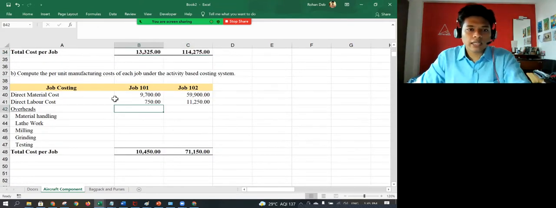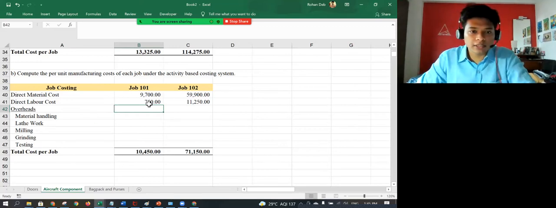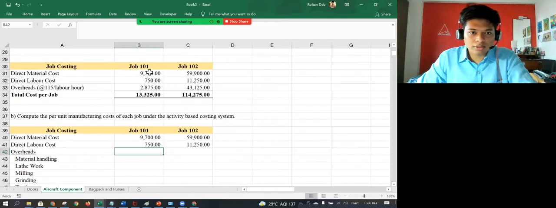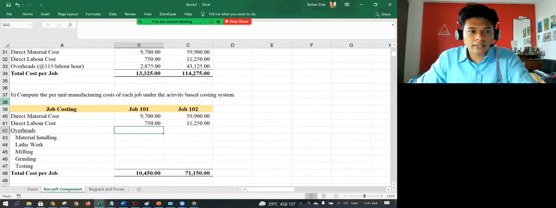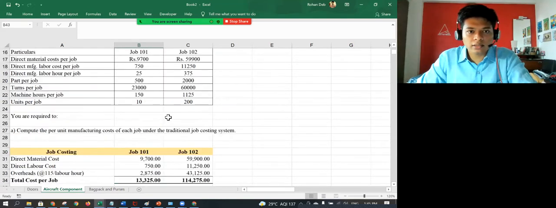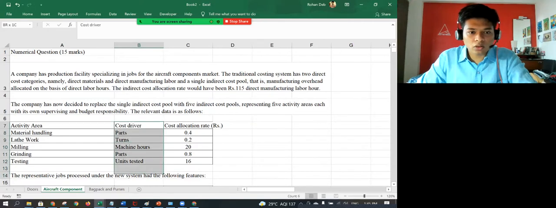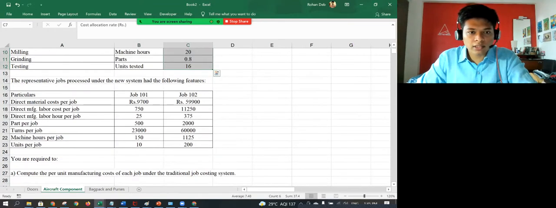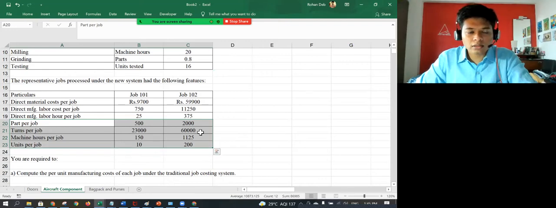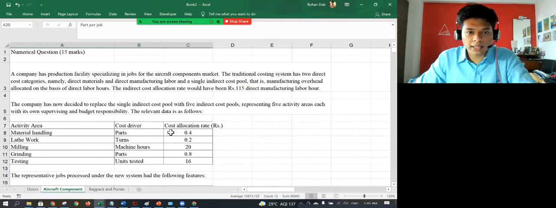Now for the activity based costing, the direct material and direct labor will be the same, so there's no difference over here. I've just used referencing to copy the above ones. So that is done. Now for the overhead, we have to use ABC costing, and in this question it was very simply given. The cost driver was given, the cost allocation rate was given, and the parts per job were given, like the units were given. So I just need to multiply these.